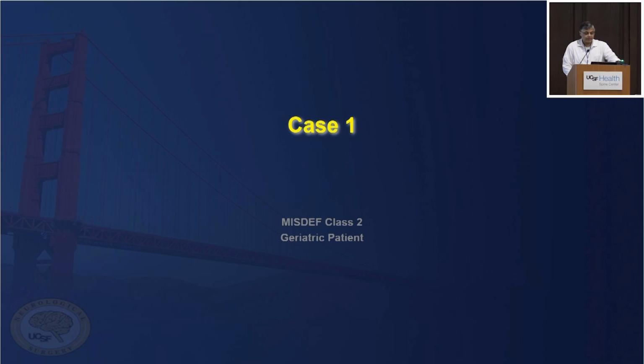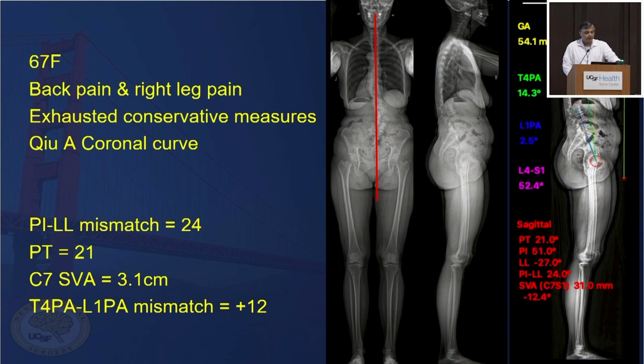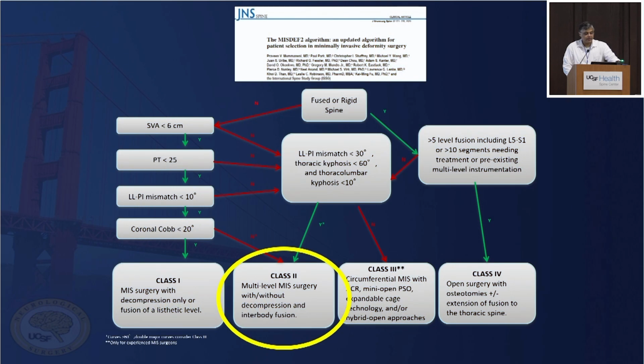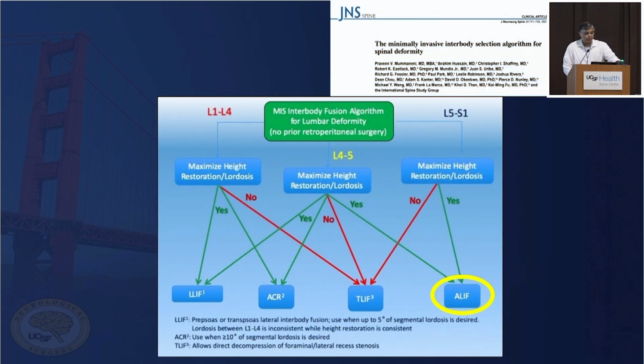So a couple of cases. This is a typical patient that I'd see in clinic, between ages 65 and 75, with a moderate LLPI mismatch at 24, and then has this coronal curve. And of course, anybody who has this kind of coronal curve, on the concavity of that curve, they will often have the foraminal stenosis. So this would be classified as a class 2, a moderate deformity.